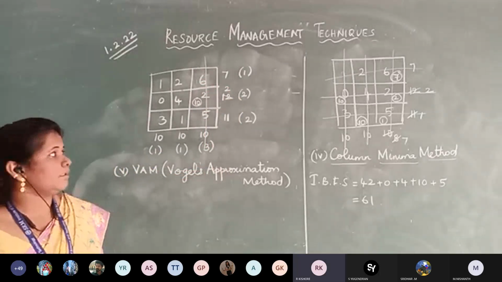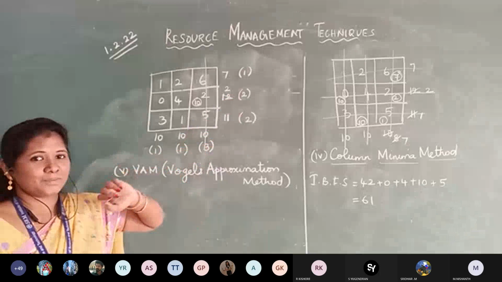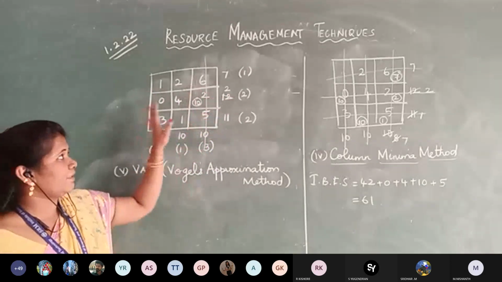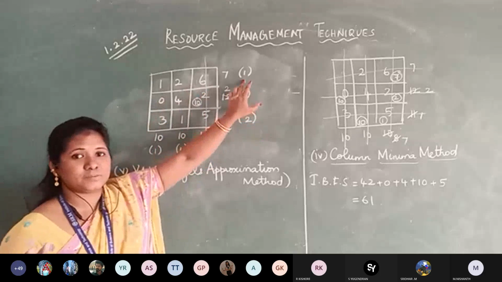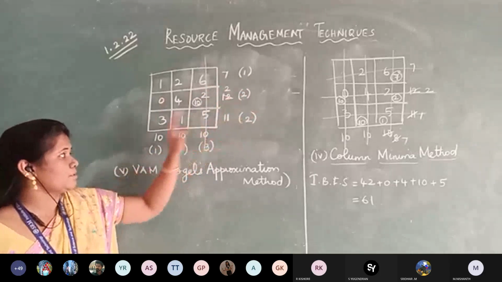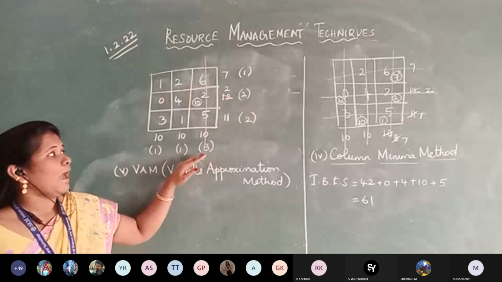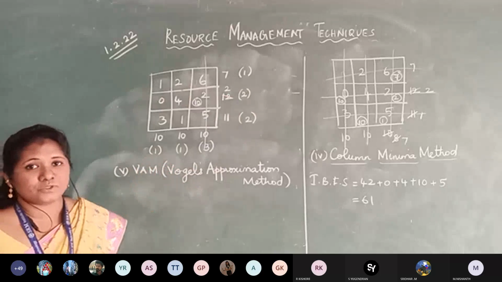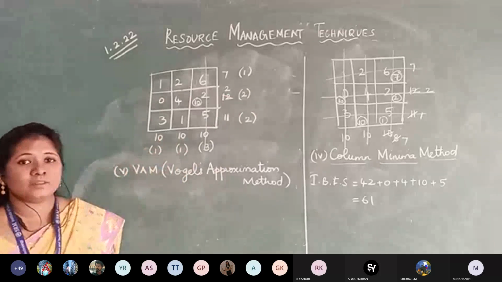I will repeat it again. Have you written it all? Yes, I have written. Row wise, you see the two least values and write the difference here, putting it in a bracket like this. You write the difference for row wise and column wise. After writing the differences, you see the biggest difference. You have found out the differences.